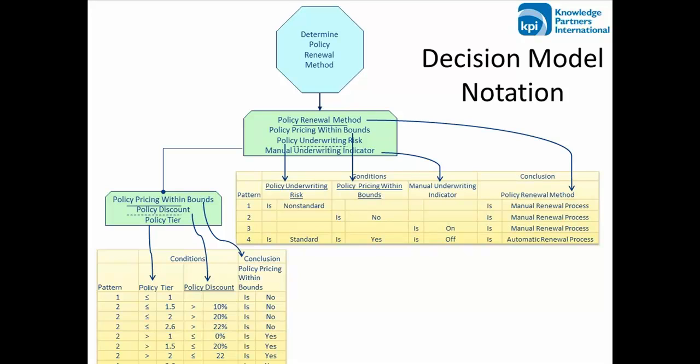So we know in this case we're going to have two dependent rule families, one for policy pricing within bounds, which you see on the left-hand side, and there will also be one for policy underwriting risk. And you see on the left-hand side of the screen the policy pricing within bounds, that's the conclusion column, and we have two conditions in there, and policy discount is going to have its own dependent rule family because it's actually a conclusion in another table. And that's simply how you interpret a decision model diagram and how you read the rule families for it.